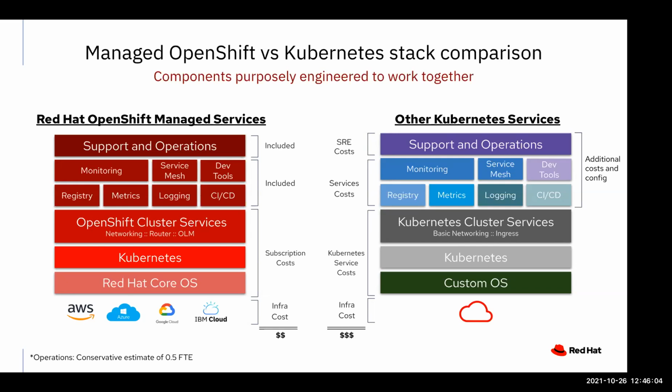What this really just shows is what managed OpenShift versus the Kubernetes stack looks like. Really what we're looking at from a total cost of ownership perspective, it's much cheaper for an OpenShift managed service. And again, this can run on any of the public clouds you see there at the bottom. Specifically, we're talking about AWS here.